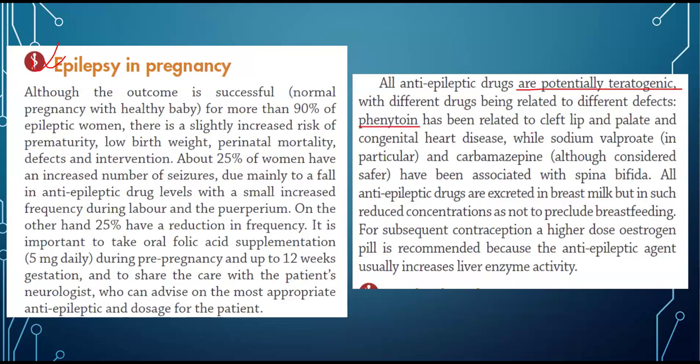Phenytoin, which is not commonly used anymore, can cause cleft lip, cleft palate, and congenital heart disease. Sodium valproate, which is commonly used, and carbamazepine can cause spina bifida. So all the common ones which we can use have some kind of risk. That's why managing epilepsy in pregnancy is difficult. And pregnancy itself can increase the risk of seizure. So you can't just stop anti-epileptic medication for everyone.